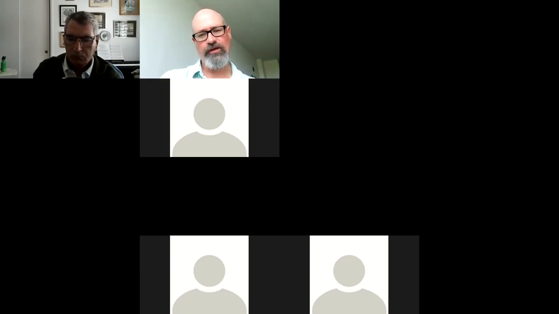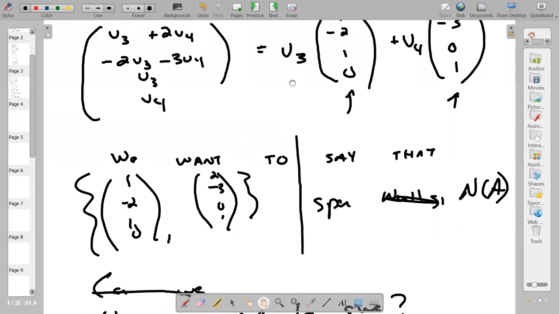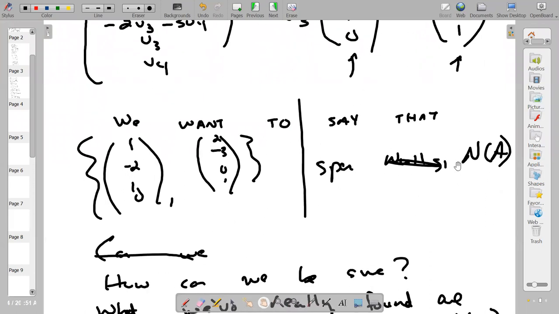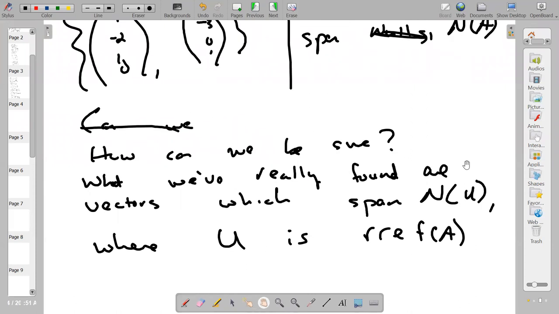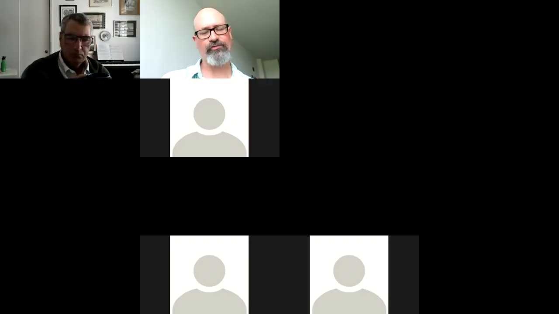And so when we're thinking about just the reduced row echelon form of A, it's not hard to see that those two vectors not only span N of U, they're a basis for N of U. Any vector in the null space of U can be written as a linear combination of those vectors. And in fact, any linear combination of those vectors is contained in the null space of U. So they span it. The two vectors are also evidently linearly independent. So you do have a basis for N of U.